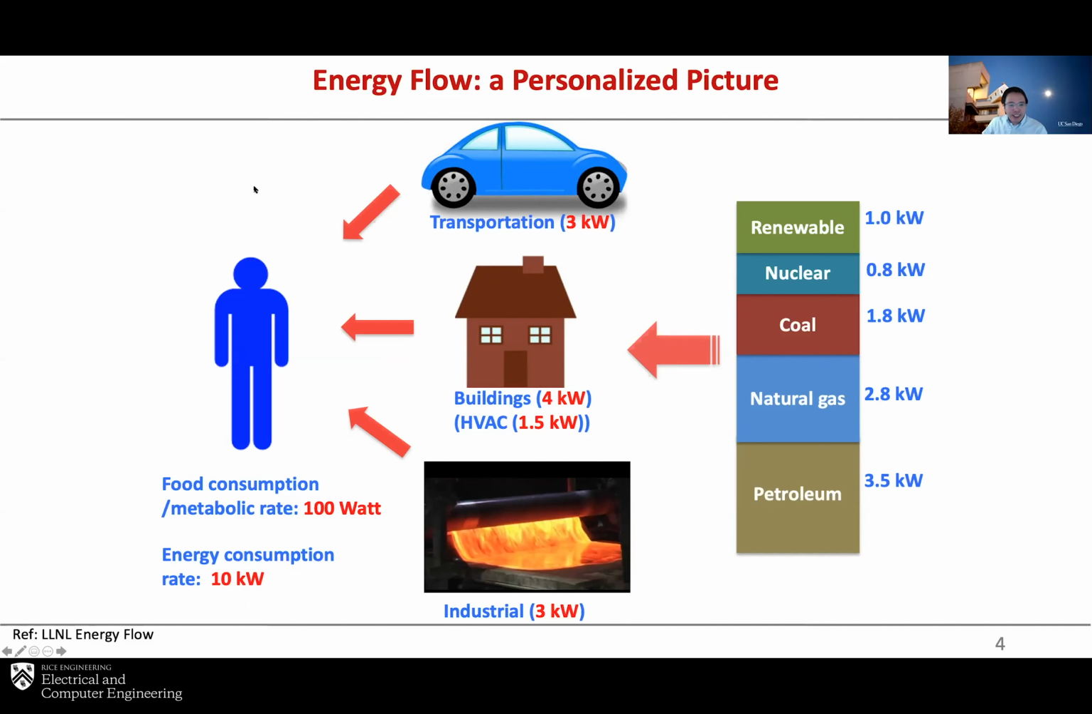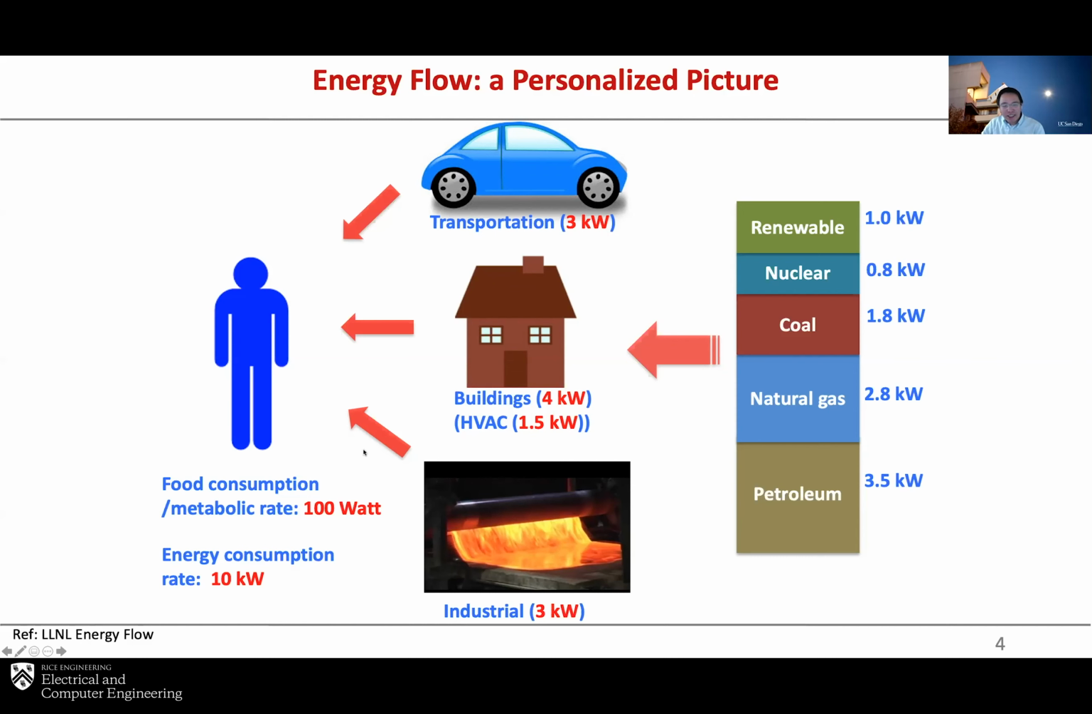buildings, and industrial processes. And one interesting fact is if you look at how much energy we need to survive, that's essentially based on our food consumption or metabolic rate, and this number is about 100 watts. So we are essentially emitting heat at about a 100 watt rate, and we are consuming food at about a 100 watt rate. So you can see there's a disparity of a factor of 100, from 100 watts to 10 kilowatts. Basically, you need 100 watts to survive and feel comfortable. But in the meantime, you need 10 kilowatts, 100 times more energy, to feel productive and thermally comfortable. So there's this big disparity.